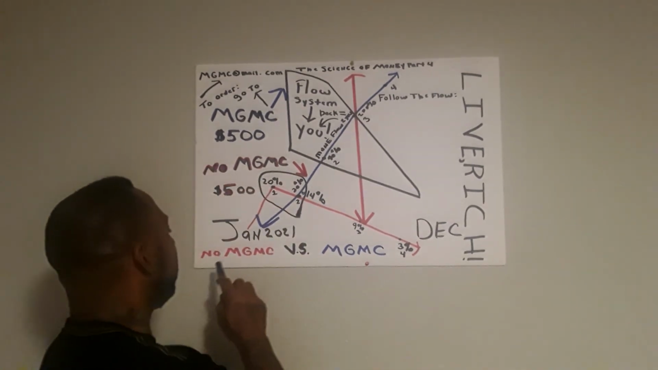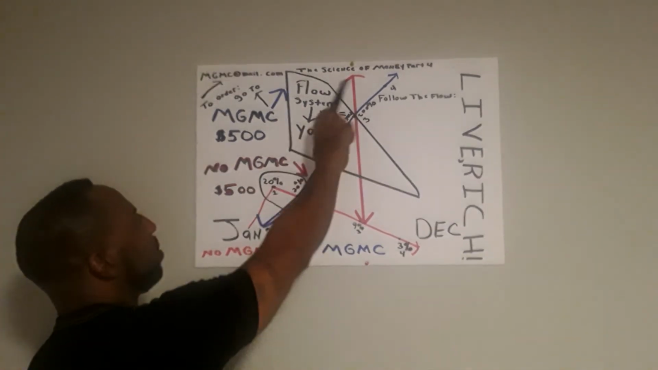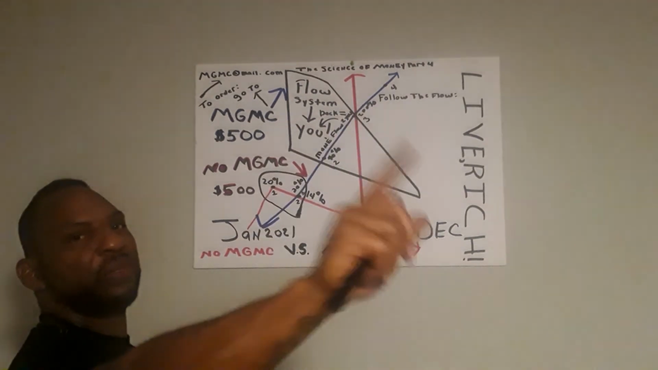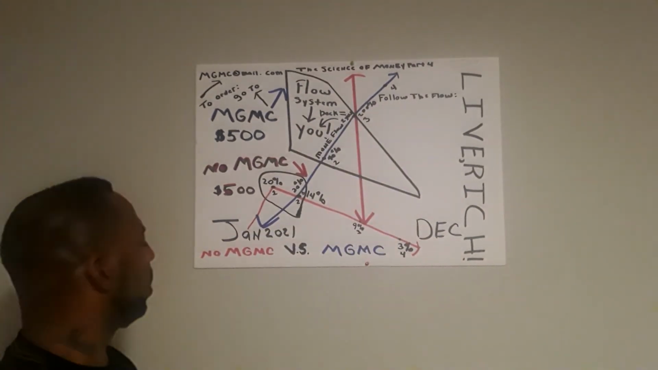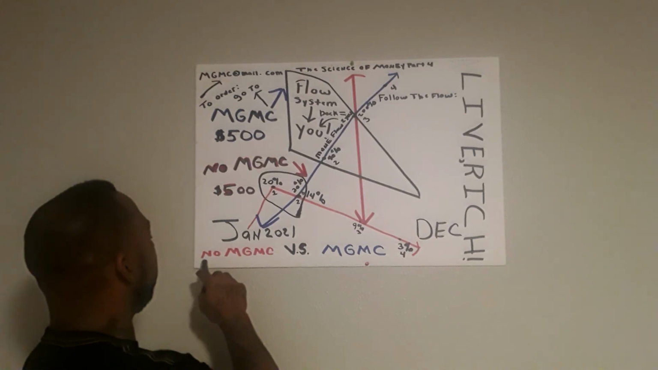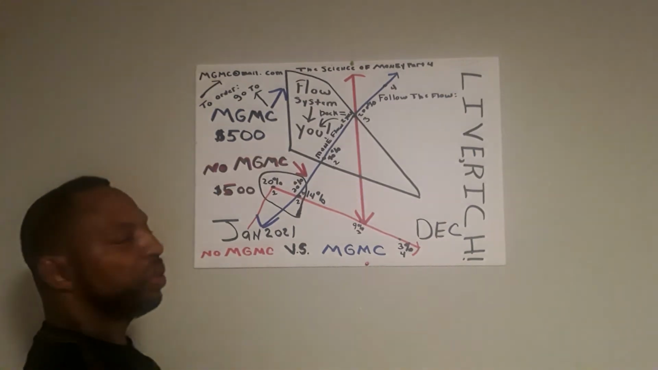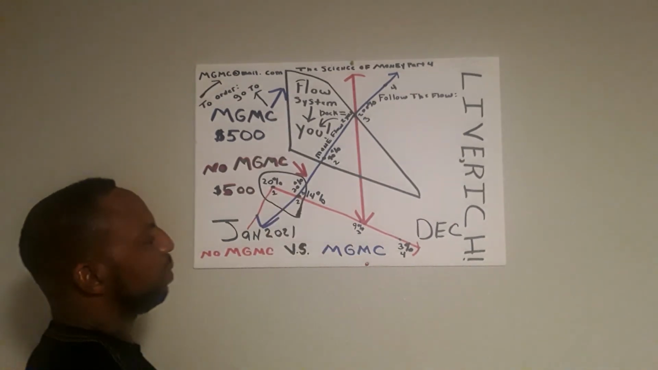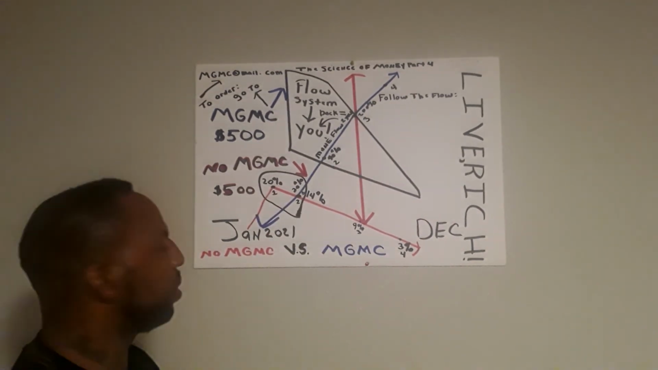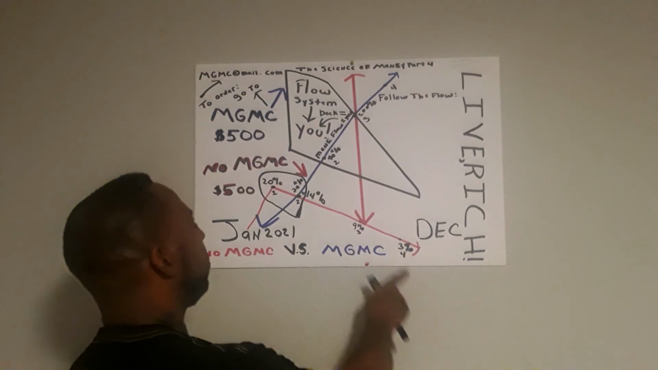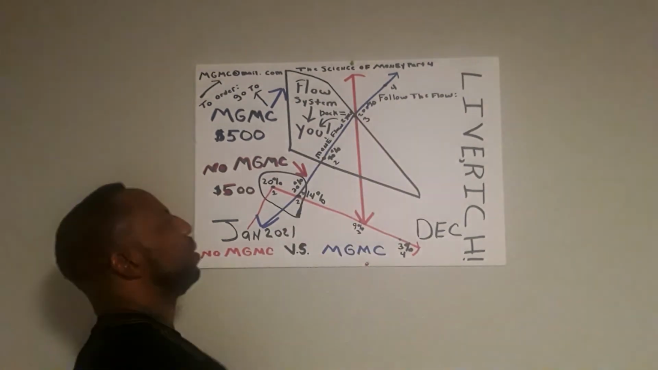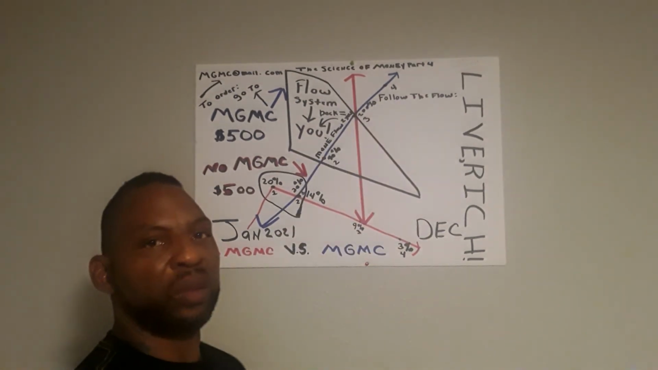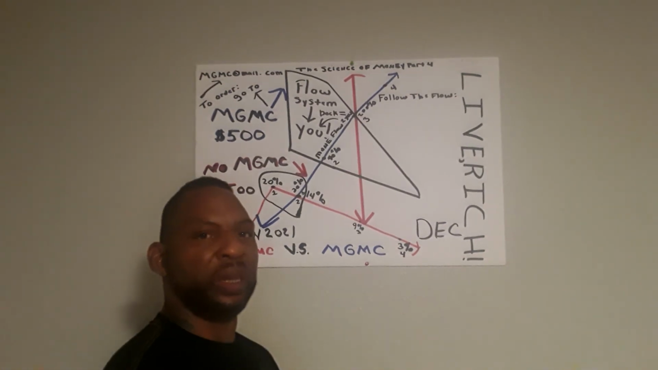So, in summary, this is the science of money, part 5. I'm Preston. I'm the host, and let's think about choices this year. No mgmc: red line slope, plain and simple. Versus mgmc: blue line slope. And there's no need to explain what up and down means.